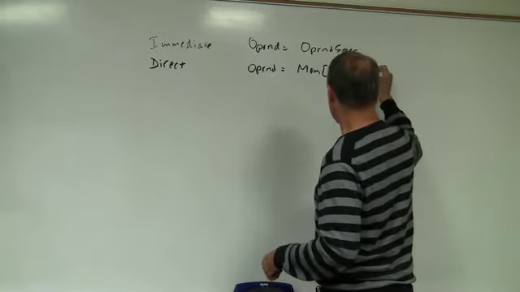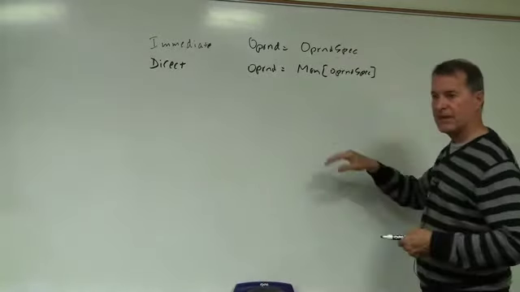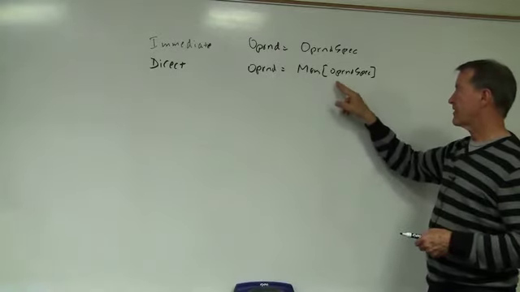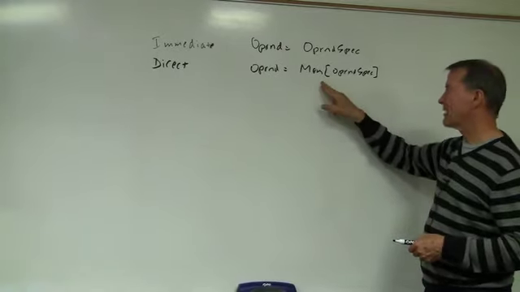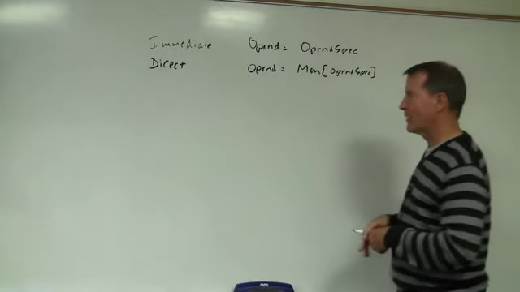operand specifier. So what's the meaning of this? The meaning of this is that the operand specifier is the address in memory of where you go to get the operand.